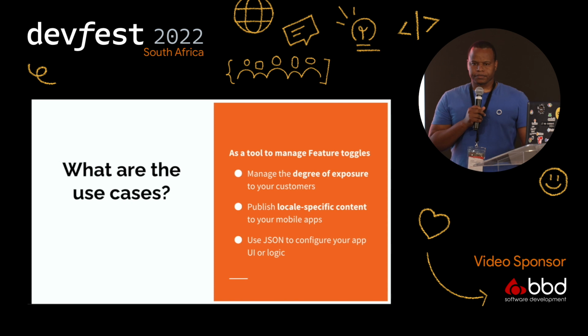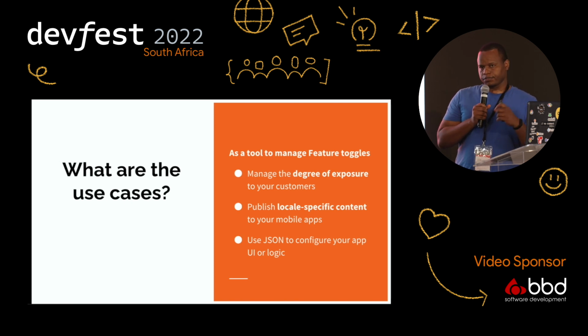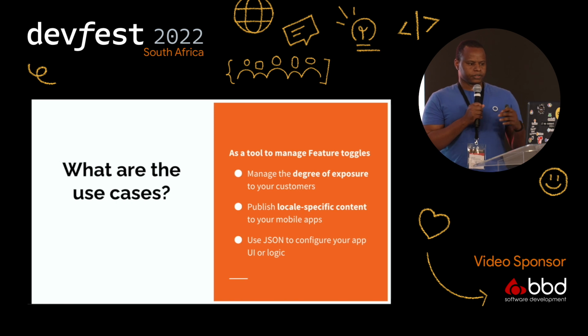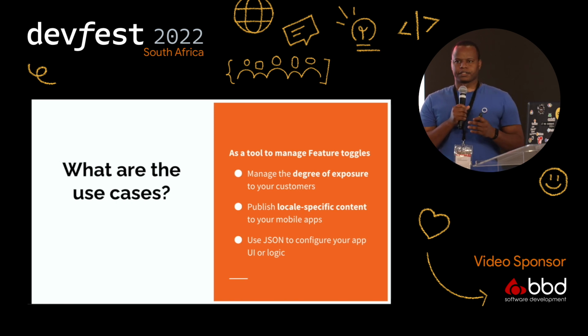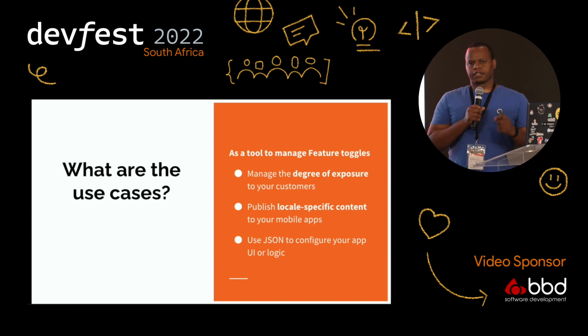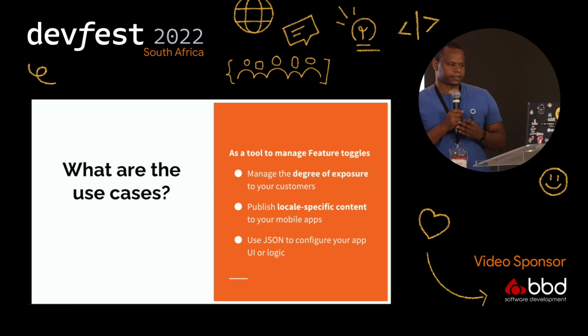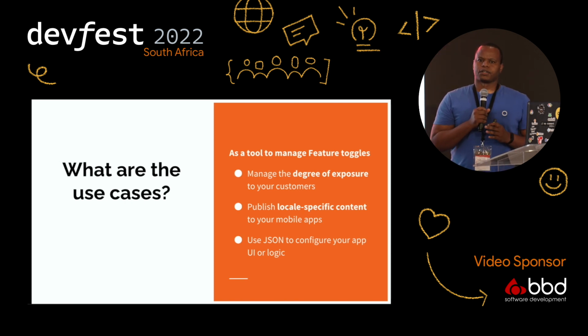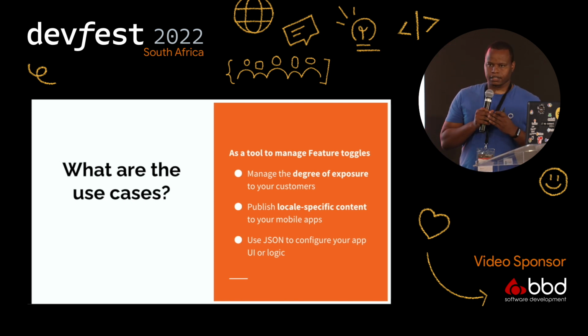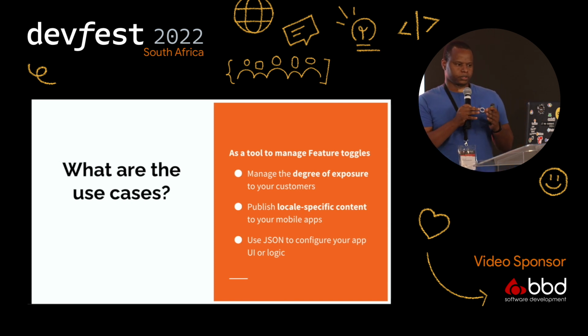So there's a number of things that you can use Firebase Remote Config for. I think a pretty common usage for this is as a tool to manage feature toggles. A feature toggle is basically a construct that allows you to enable and disable a feature at runtime. So the nice thing about using Firebase in this way is that it lets you do some interesting things like manage the degree of exposure to your customers.